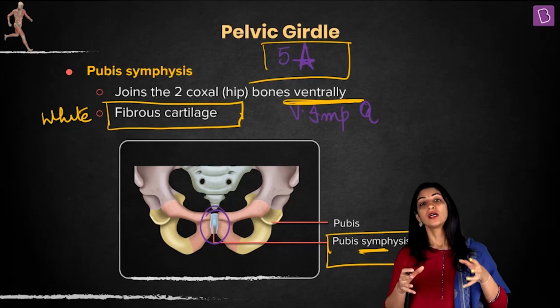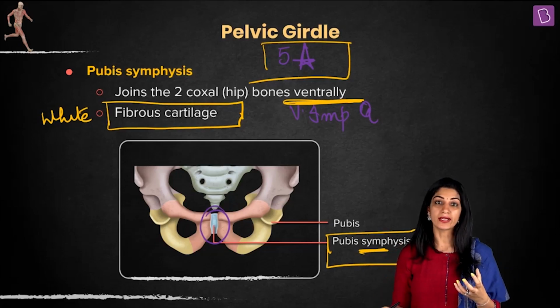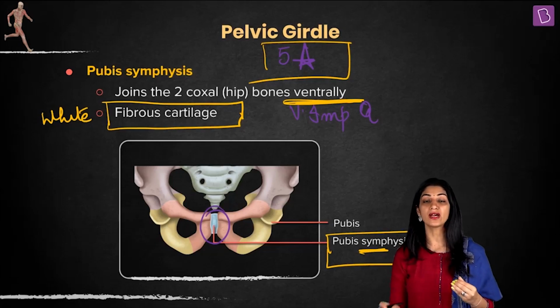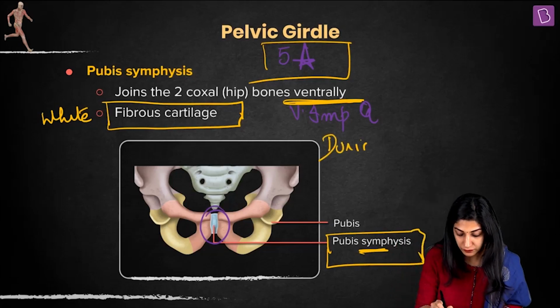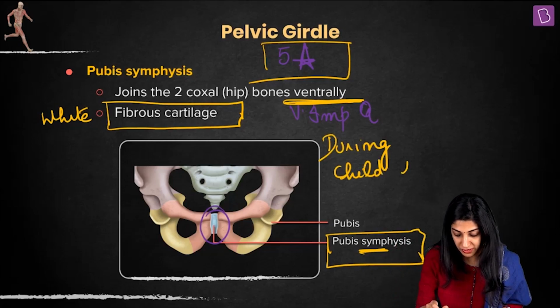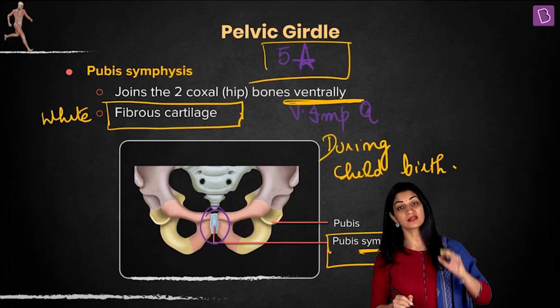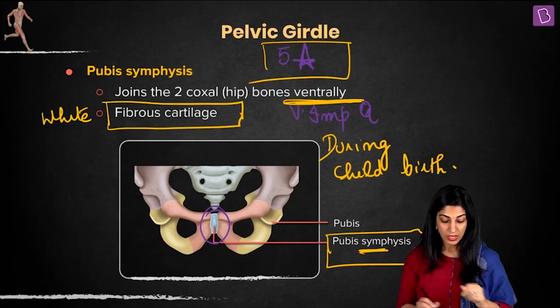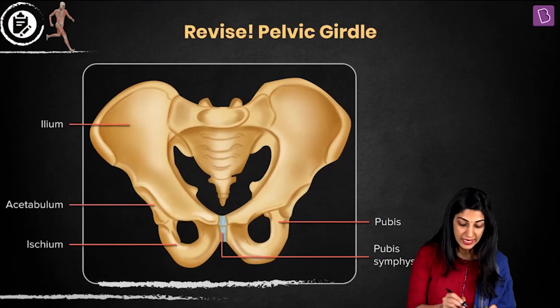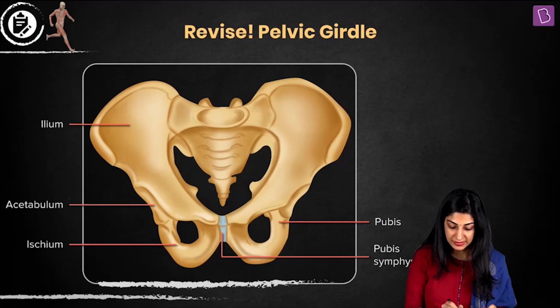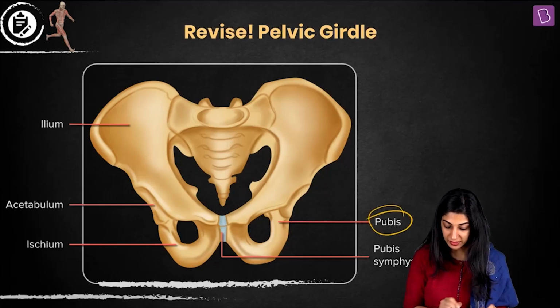Now this area is made up of this strong cartilage because pubic symphysis is the area which will expand during childbirth. During childbirth in females. In females, this is the area. Alright? Now, remember, pelvic girdle, once again, consists of the ilium, the acetabulum, which is a depression, the ischium, the lower part, and they come together in the pubis area to form the joint pubis symphysis.